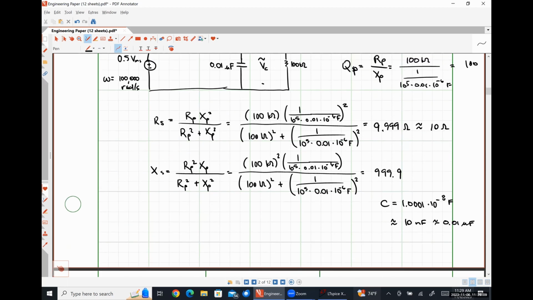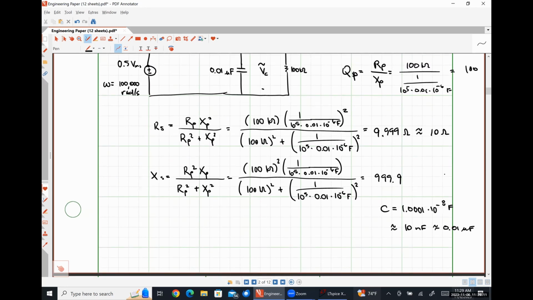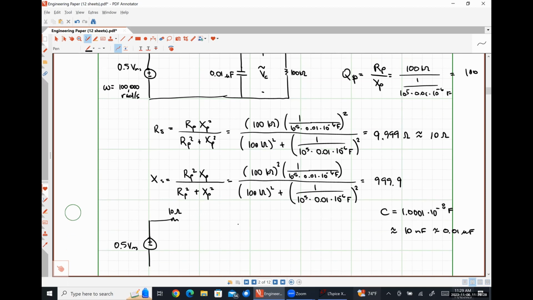So our transformed circuit looks like this. Sorry, that first one was a 20 ohm resistor. My apologies.